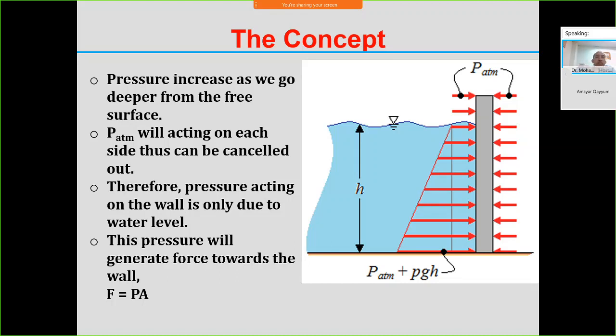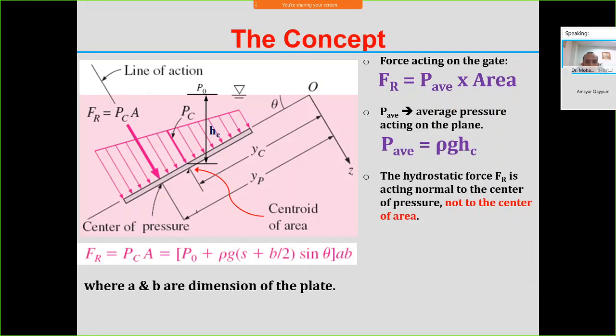So from the inside, due to the hydrostatic, and also from the outside, the P atmosphere is also acting on the surface. Therefore, the pressure acting on the wall is only due to the water level. So in the calculation for this hydrostatic force, we don't need to include P atmosphere. The last concept is that the pressure will generate force toward the wall, and how to calculate it is just using the equation F equal to PA. Okay, this is the basic concept for hydrostatic force.